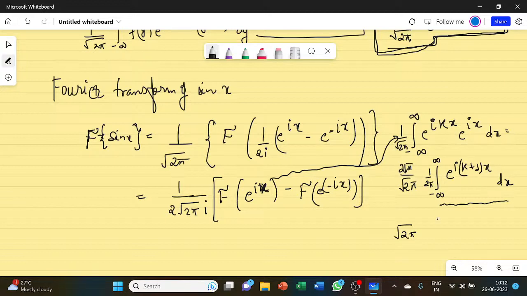And what would it be? It would be equal to Dirac of k plus 1. This would be a Dirac of k plus 1. Similarly, this is Dirac of k plus 1. This will be Dirac of k minus 1.